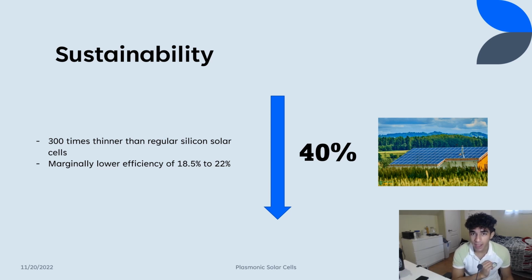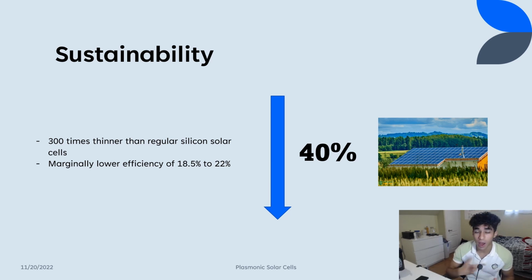What sacrifice happens as a result of this? Well, the efficiency is marginally lower. We reduce the efficiency to 18.5% from 22%. But considering the 40% reduction in price, this is a very good compromise.